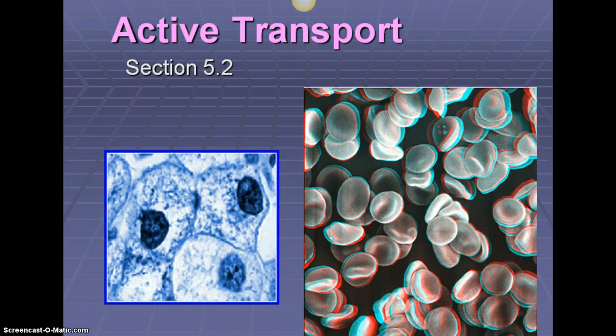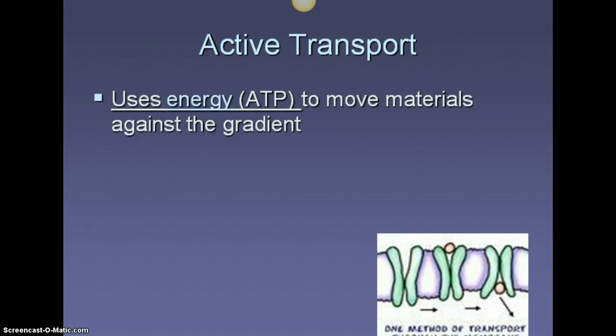Okay, so with active transport, we are going to be looking at Chapter 5, Section 2, and we're going to be looking at using energy. So the difference between passive and active transport is that active transport actually uses energy, which the energy molecule is ATP. We've mentioned that in past chapters.